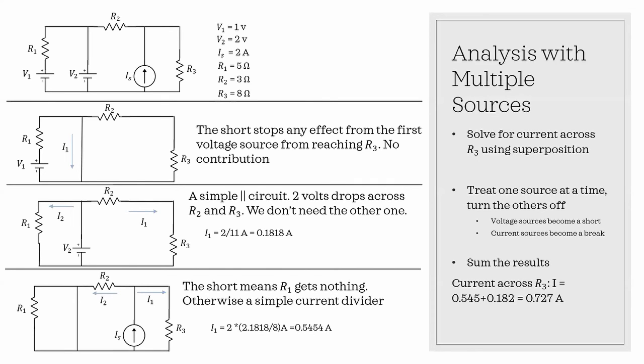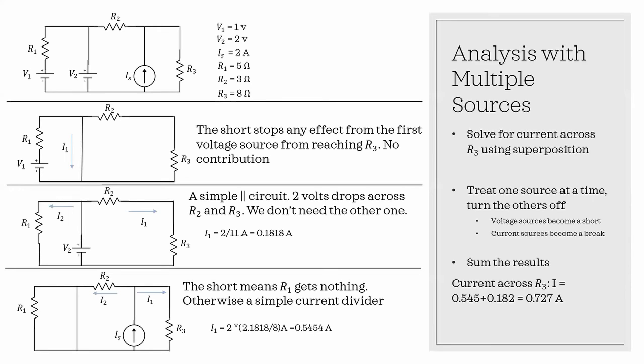So let's do V1 first. When we do that, we discover that we have a short in our circuit before we even get to resistors 2 and 3. So if we have a short right there, why would an electron ever choose to go through resistors 2 and 3 if they can just go through that straight wire and just go right back to where they want to go? So we can just stop there. Resistor 3 has no contribution from voltage source 1. So we're going to remember that.